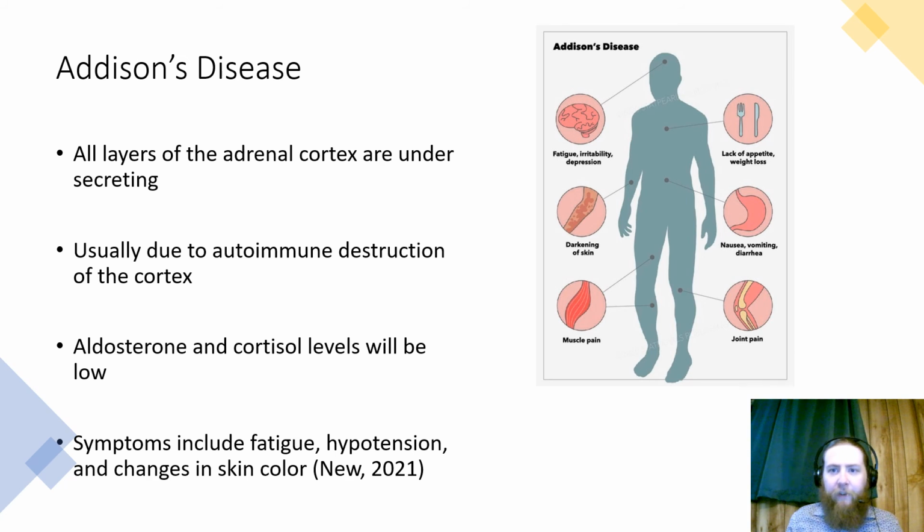And then I have this diagram over here. Some symptoms are lack of appetite, weight loss, nausea, vomiting, diarrhea. These two kind of go hand in hand. If you're getting nauseous, you're not really hungry. Joint pain, muscle pain, this melanistic darkening of the skin, and then fatigue, irritability, and depression.